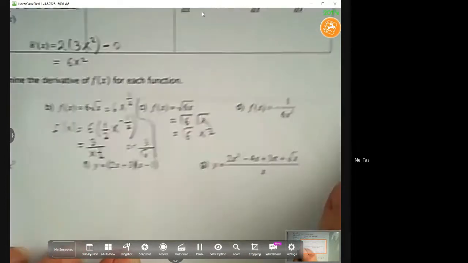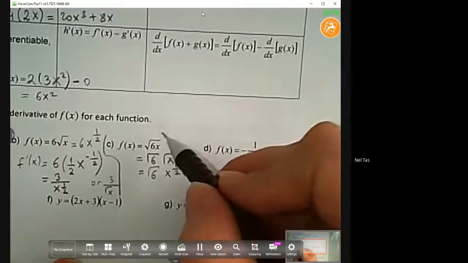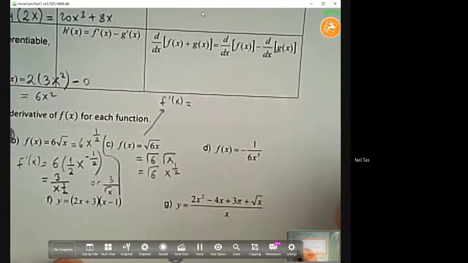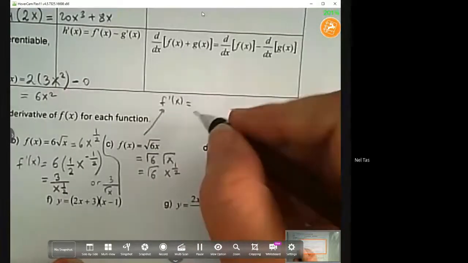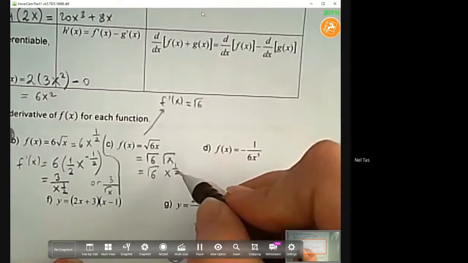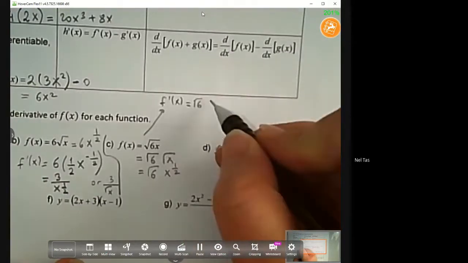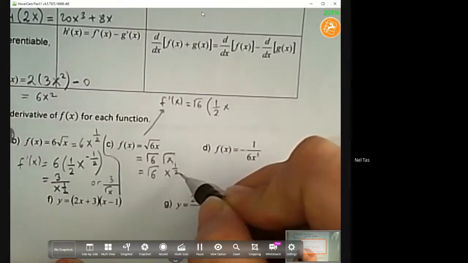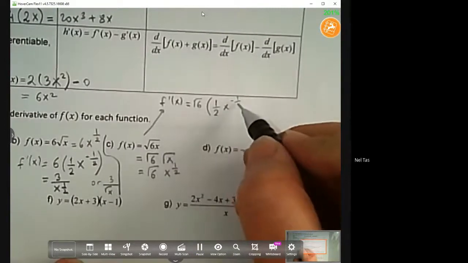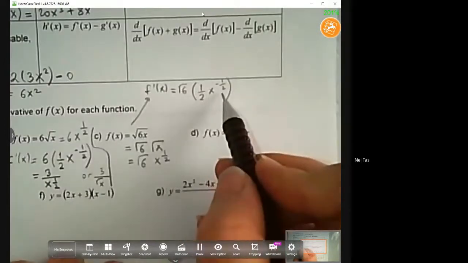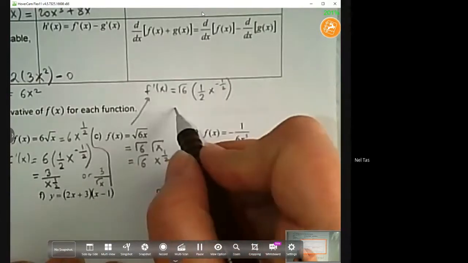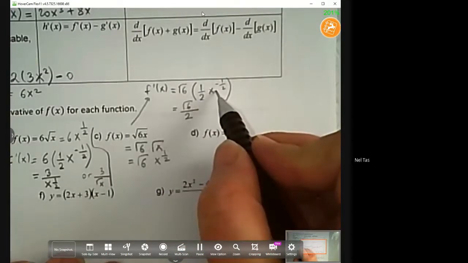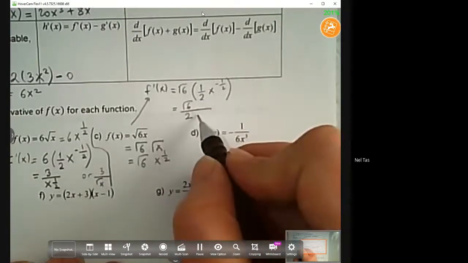Okay, so now we are going to take the derivative. So f prime of x equals, square root of 6 is a constant, keep it. Take the derivative of x to the power of 1 over 2. Again, drop the exponent to the front as a coefficient and decrease the exponent by 1. 1 over 2 minus 1 gives you negative 1 over 2. Again, get rid of that negative exponent. So square root of 6 over 2, and move this to the denominator, x to the power of 1 over 2, or square root of x.